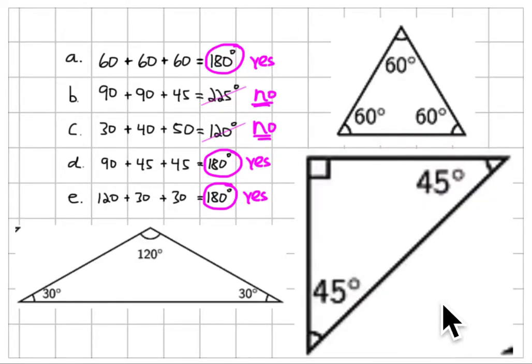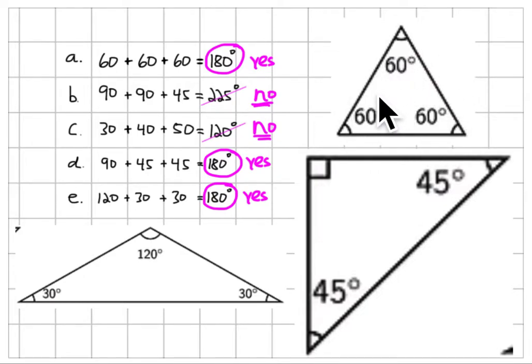All right, problem number 2, you're given measures of the angles of a triangle and asked, can they actually form a triangle? Well, A, you can. They add up to 180 degrees. That's an equilateral triangle, 60 degrees, 60 degrees, and 60 degrees. It's right here. It can't be anything else. It has to be an equilateral triangle.